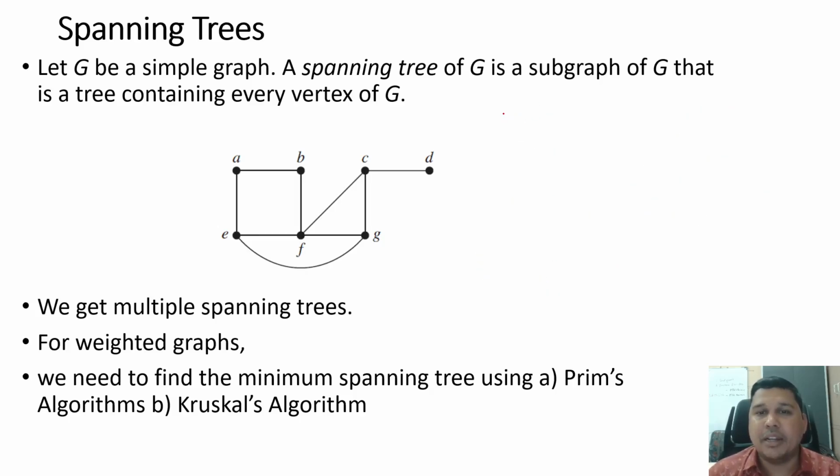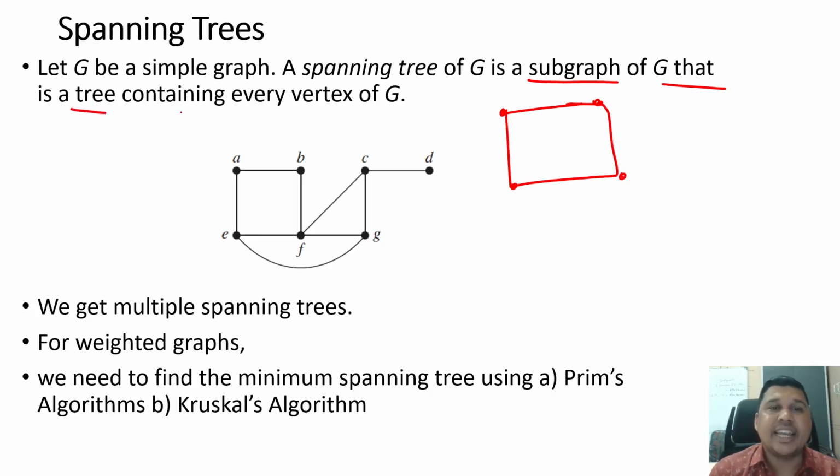Let us take an example. This is a graph. It has 4 nodes. A spanning tree of G is a subgraph of G that is a tree containing every vertex of G. So somehow I should generate a tree from this graph G such that the tree contains all the vertices, and it should be a connected graph.